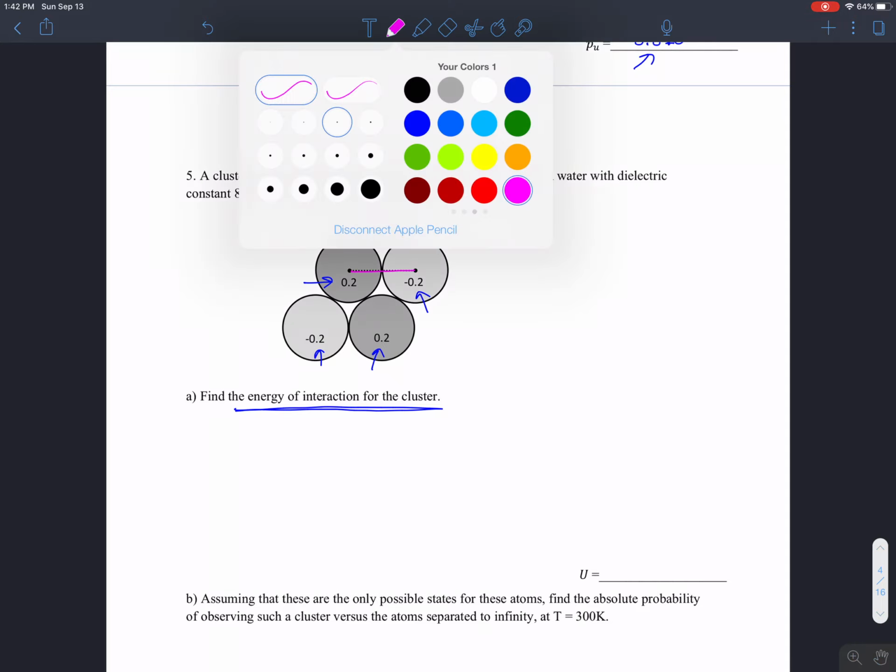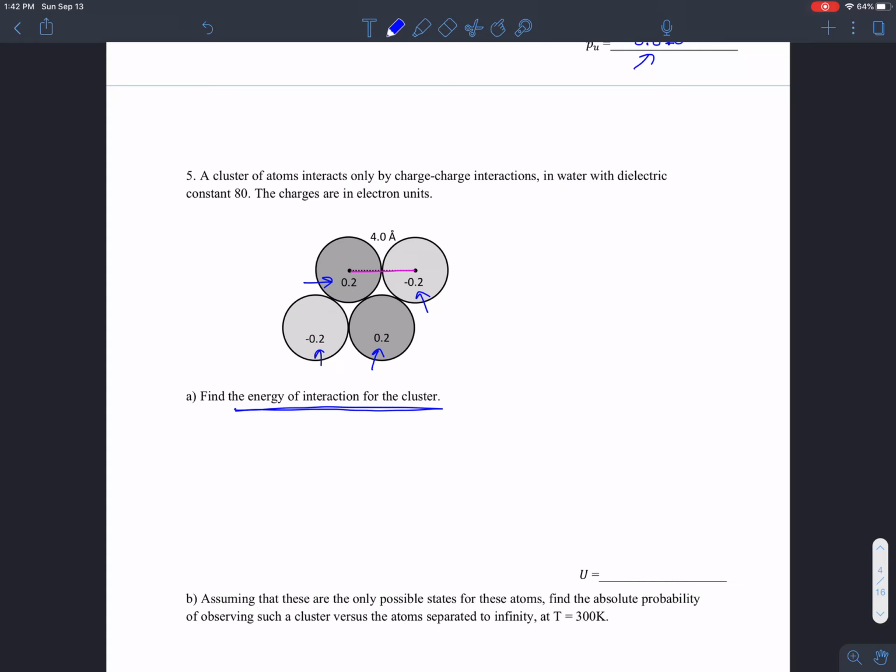The interaction energy for any one pair is U equals 1391, charge on one of the atoms in the pair, charge on the other atom in the pair, over the dielectric constant and the distance between the 2. And so if the distances are the same between any 2 pairs, then we just have to multiply by however many pairs there are that are the same.